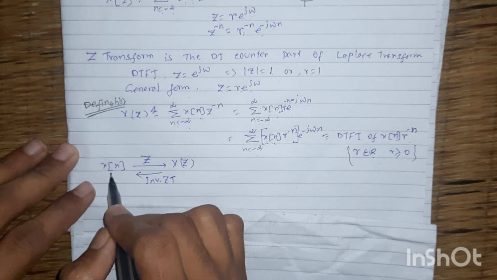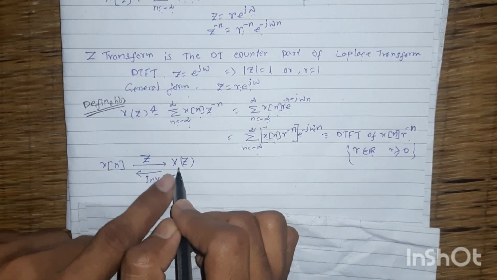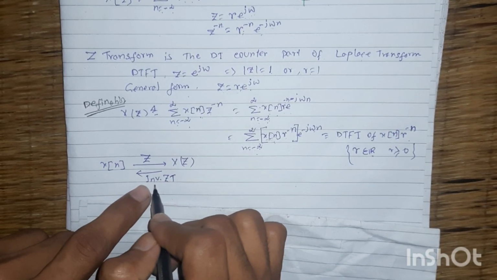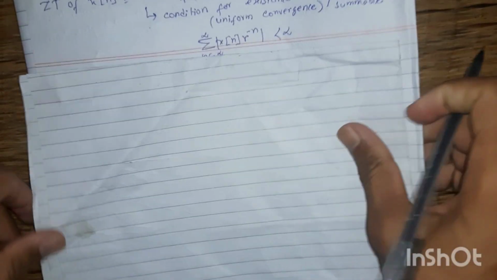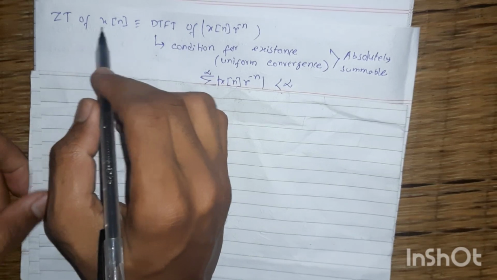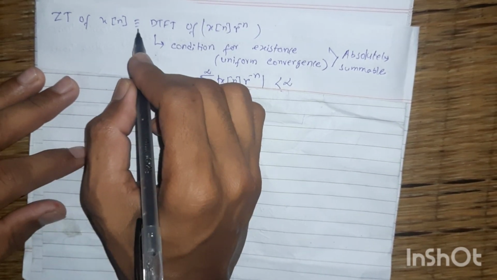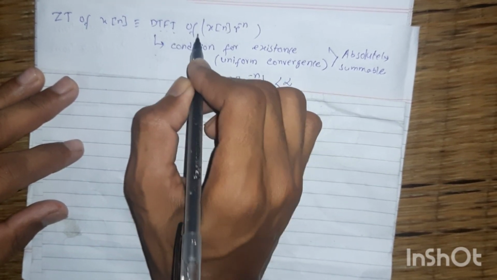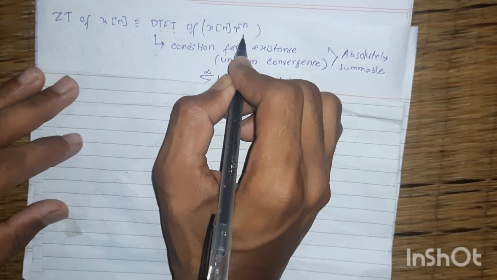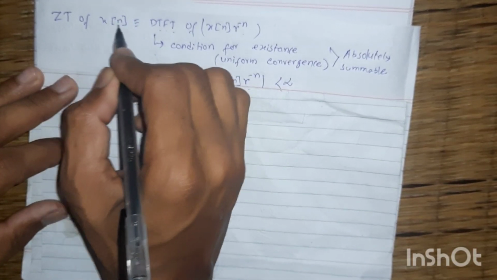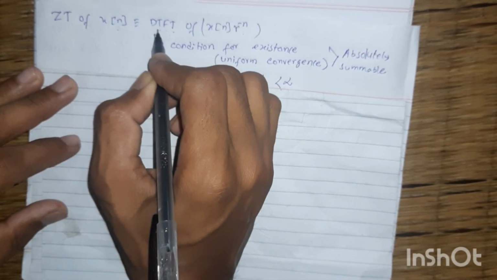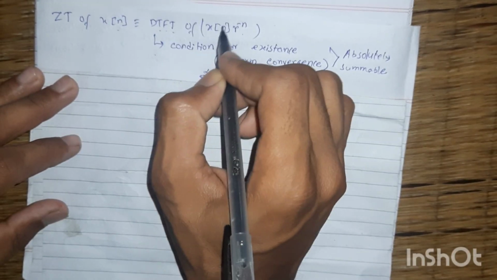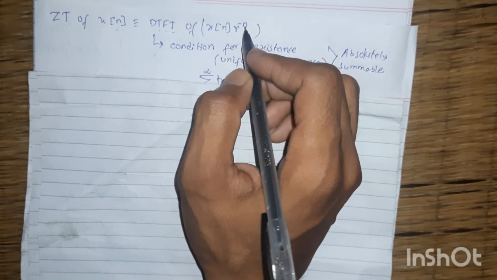So we represent x of n and take z transform to get X of z, and we also take the inverse z transform. The next point: the z transform of x of n is similar to the discrete time Fourier transform of x of n r raised to the minus n. That is, I am saying the z transform of x of n is similar to the discrete time Fourier transform of x of n r raised to the minus n.